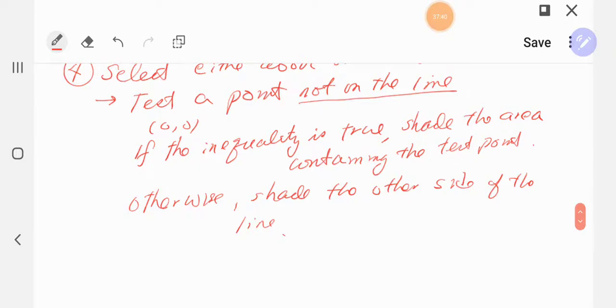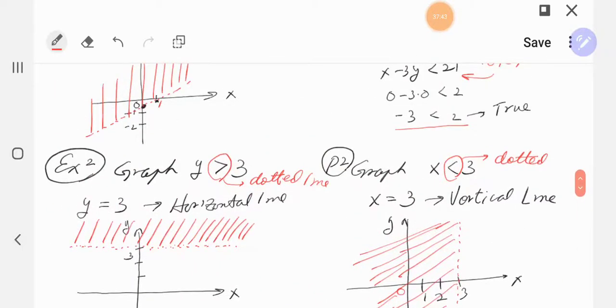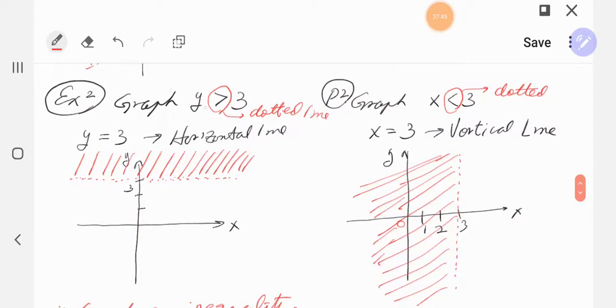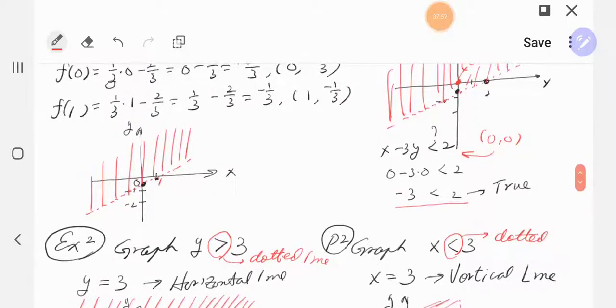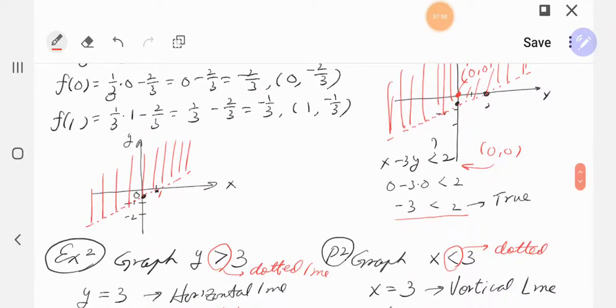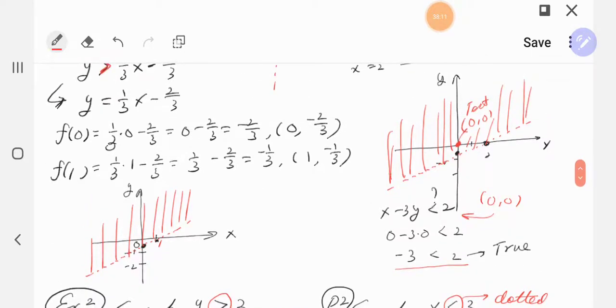Make sense? Okay, so this is what we did. Make an equation, replace the inequality with an equation, and then find 2 points, and then graph the straight line. The straight line is either a dotted line or a solid line. And then we need to select either above or below the line, so we can test a point. 0, 0 is the best one. And if 0, 0 makes the inequality true, then select the area containing the point. If this is not true, then select the area on the other side.